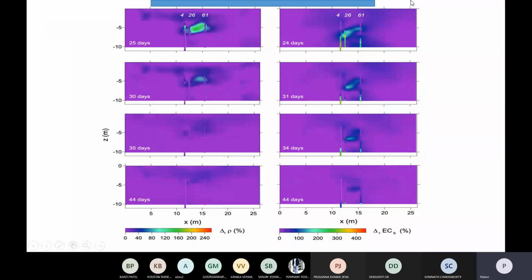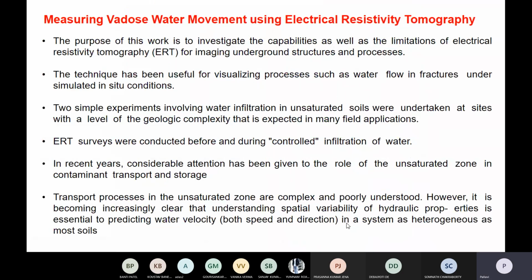So this is the conductivity distribution, and this is the resistivity distribution, that is almost similar, just inverse of each other. It is showing you how this saline water is moving down, and it's reaching the water table, right? So this is a way we can estimate the recharge very easily using electrical resistivity tomography.